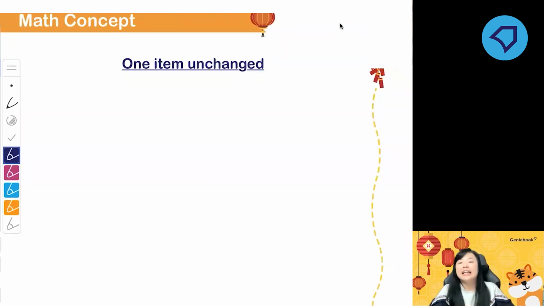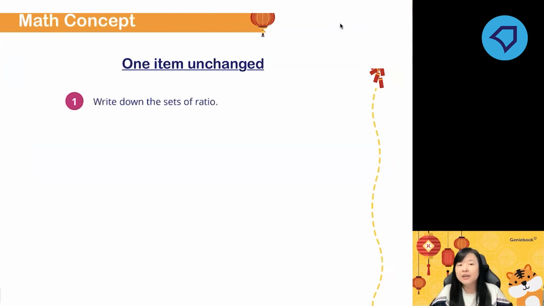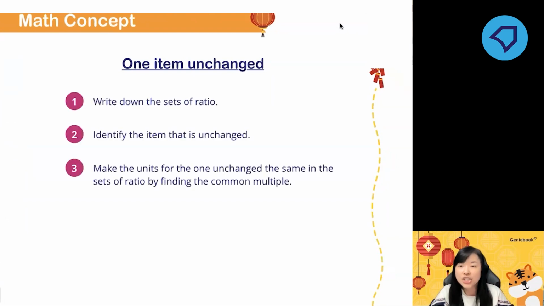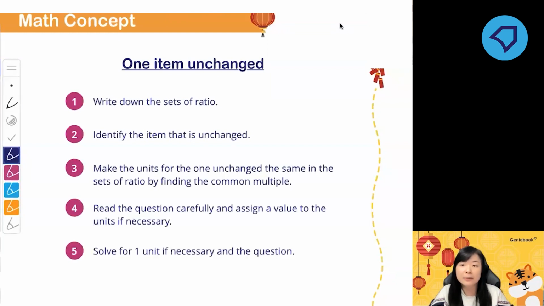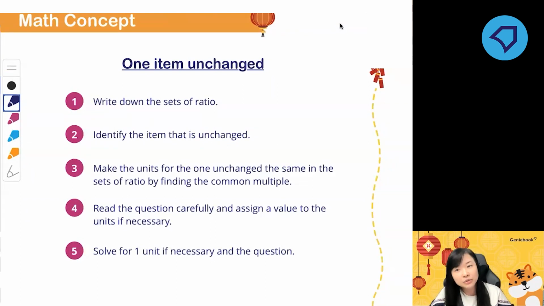Now, let's look at the rules for one item unchanged. For one unchanged, like I mentioned just now, we write down the sets of ratio, identify the one that is unchanged, and for those that are unchanged, we will find the common multiple. We make the units the same by finding the common multiple. And finally, read your question, assign a value to the unit, and solve for one unit, and the question.